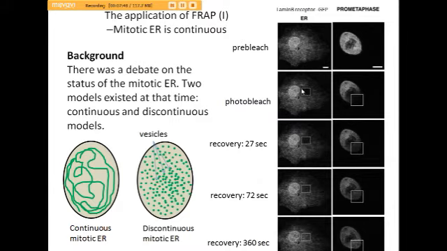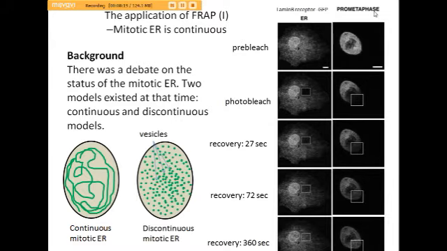When this ROI is photobleached, we can see very quickly, just within a couple of seconds, the photobleached ER is recovered. So FRAP recovery is really fast. This is because during interphase, the ER is continuous. This membrane protein could easily diffuse from other parts of the ER to this ROI region.